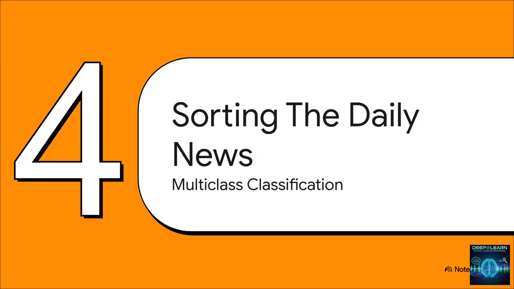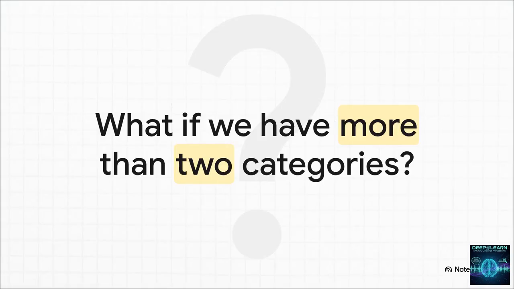So, we've pretty much mastered telling good reviews from bad ones. But what happens when the problem gets a little trickier? Let's take everything we've learned and apply it to a brand new challenge: sorting news articles. Right, so instead of a simple yes or no, positive or negative choice, what if we have to sort things into several different buckets? This is what we call multi-class classification, and it's a problem you see all over the place in the real world.